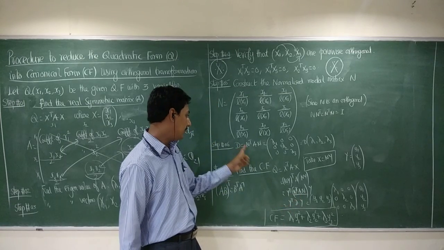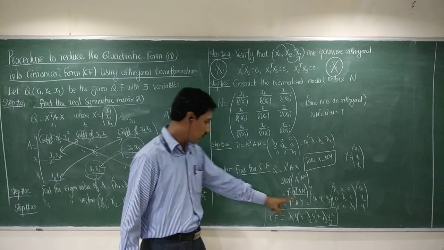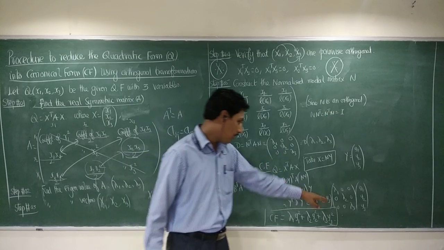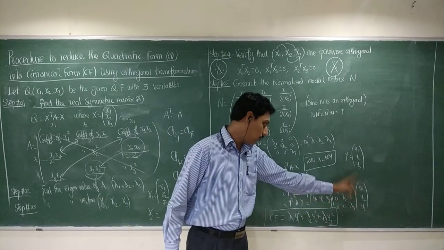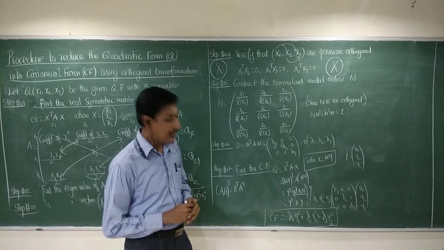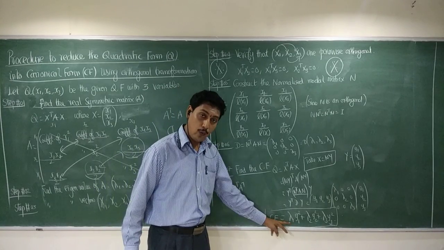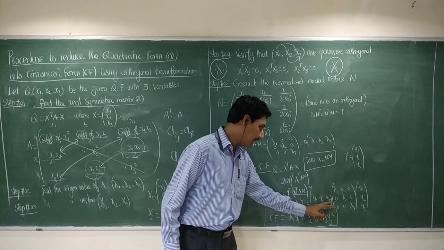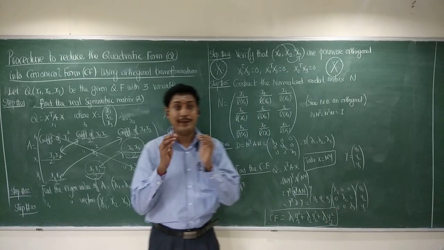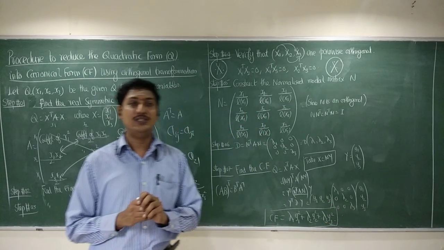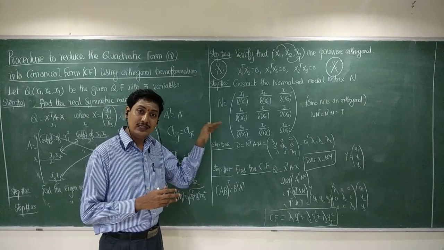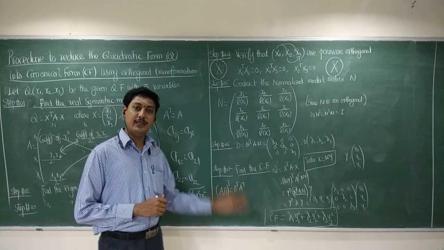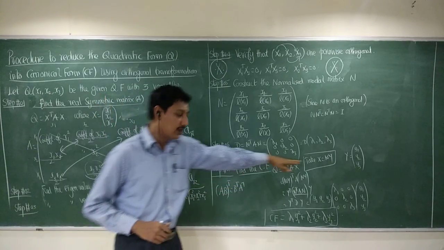This is from the previous step. N transpose A N is the diagonal matrix D. What about D? Lambda 1 0 0, 0 lambda 2 0, 0 0 lambda 3. What is y transpose? y1 y2 y3, and y is y1 y2 y3. When we multiply all three matrices, we get lambda 1 y1 squared, lambda 2 y2 squared, lambda 3 y3 squared. So we get only the perfect square terms, whose coefficients are the eigenvalues. This is known as the canonical form. This is my required canonical form from the given quadratic form by using the orthogonal transformation.